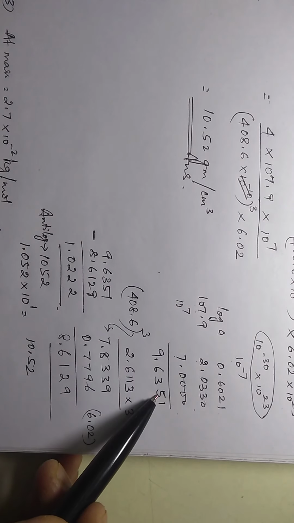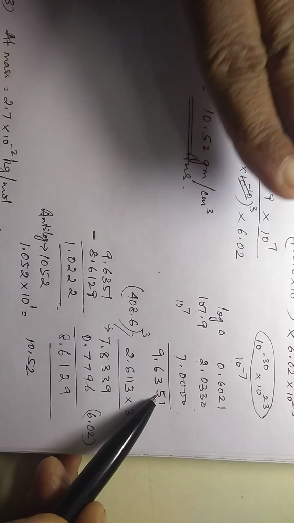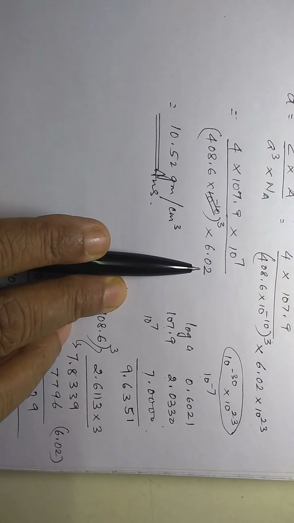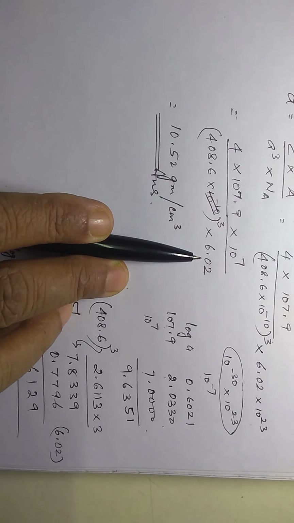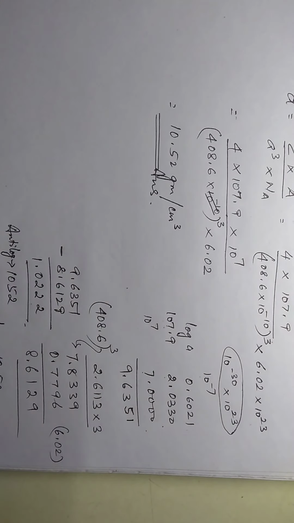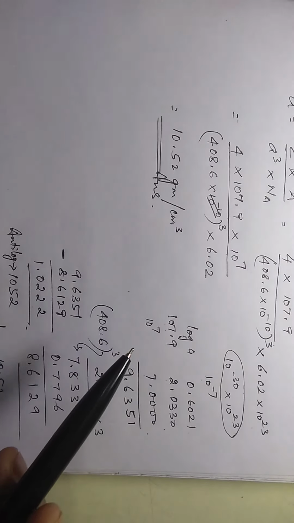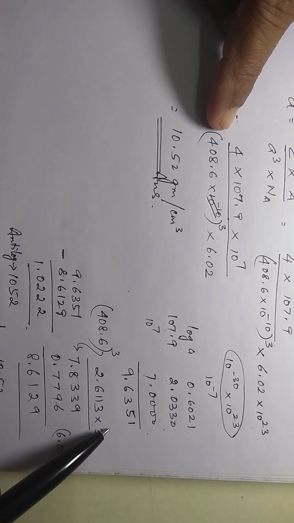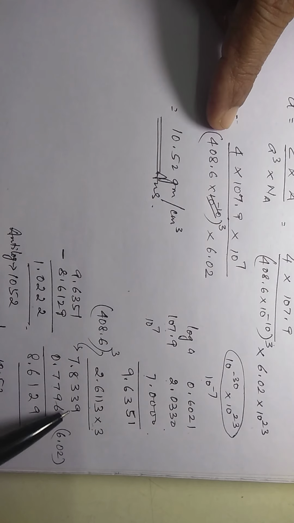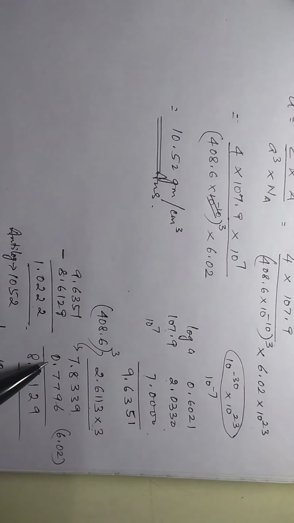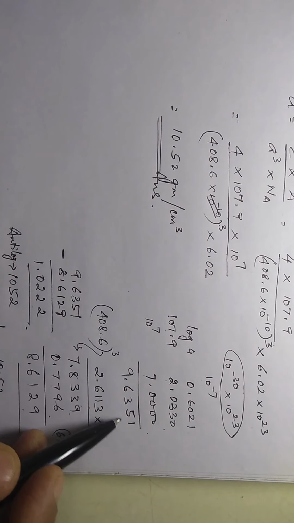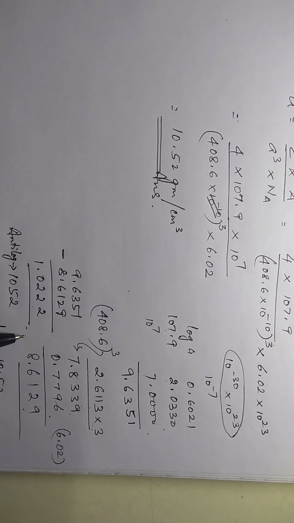So you add everything and keep it on one side. On the other side you have 408.6 into 6.02. So take the log of both of these and add them and keep it. See, when you want to find out the cube of any number, what you do is take the log and multiply by 3. So you're getting this much. Then for 6.02, the value is 0.7796. So you add these two. Okay. So you've got this value as numerator and this value as denominator.